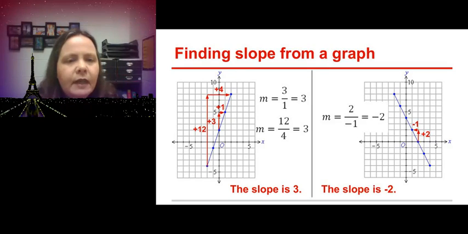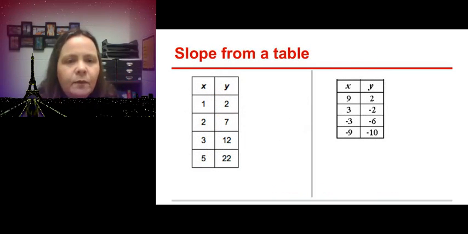All right, let's look at a different way to find this from a table. And again, I'm going to be looking for the change in y over the change in x. So I'm going to look at the y column first. And I'm going to notice that from 2 to 7, I have to add 5.